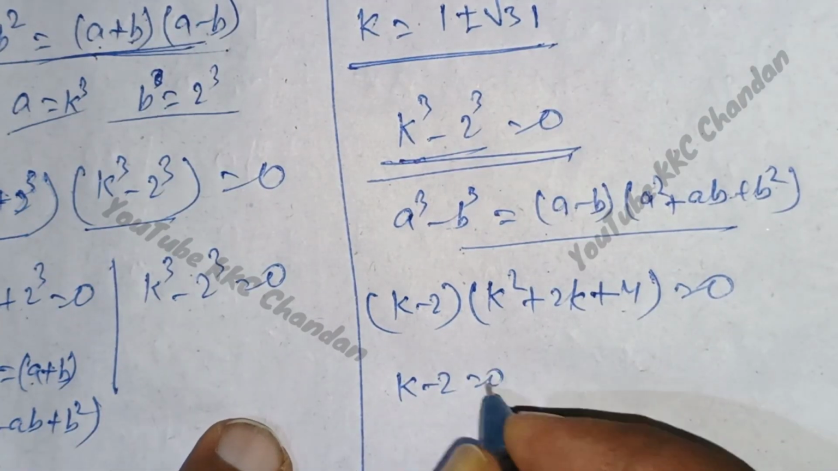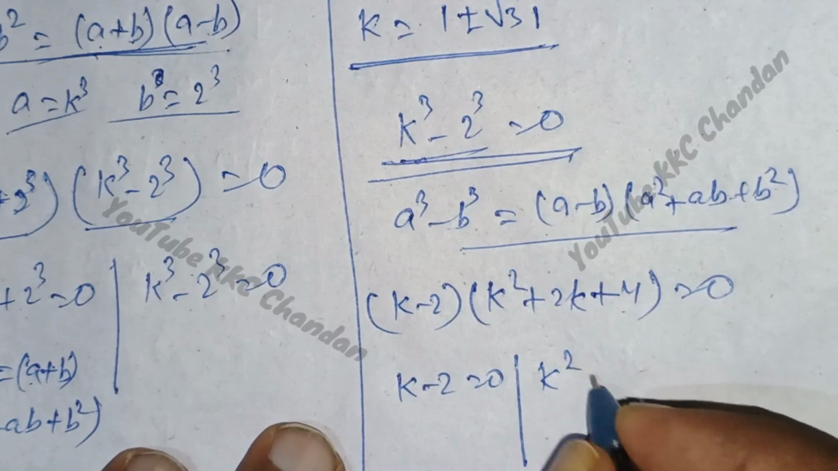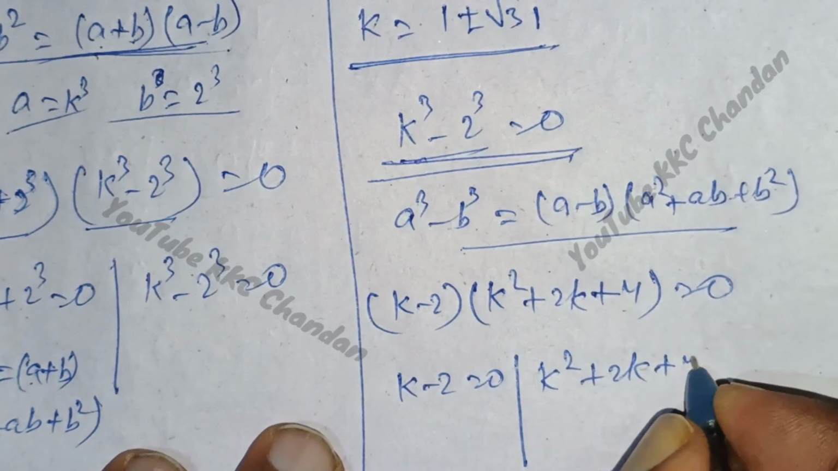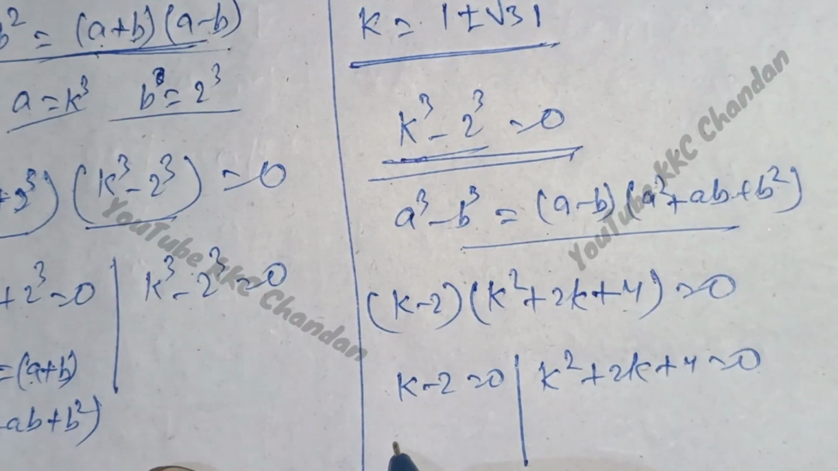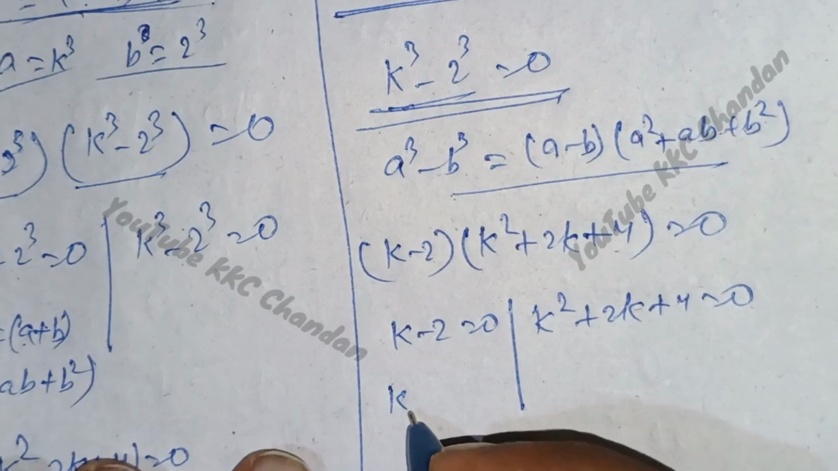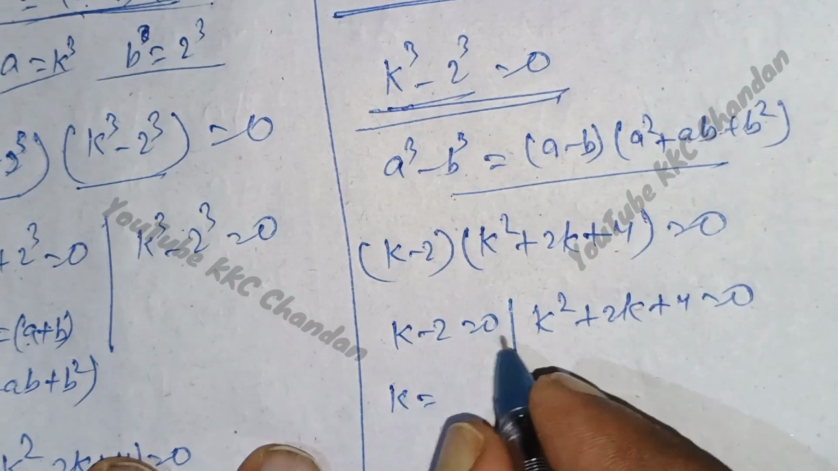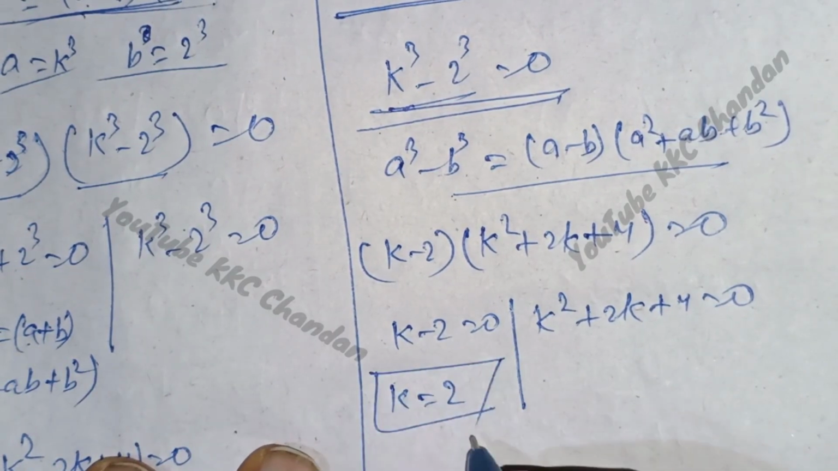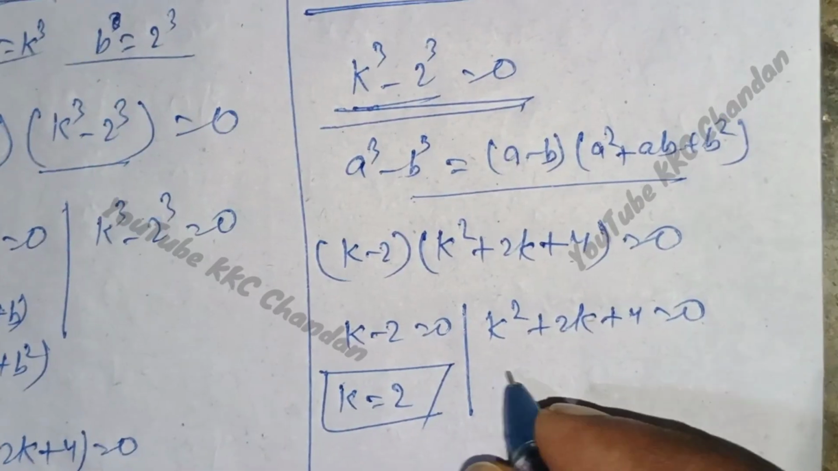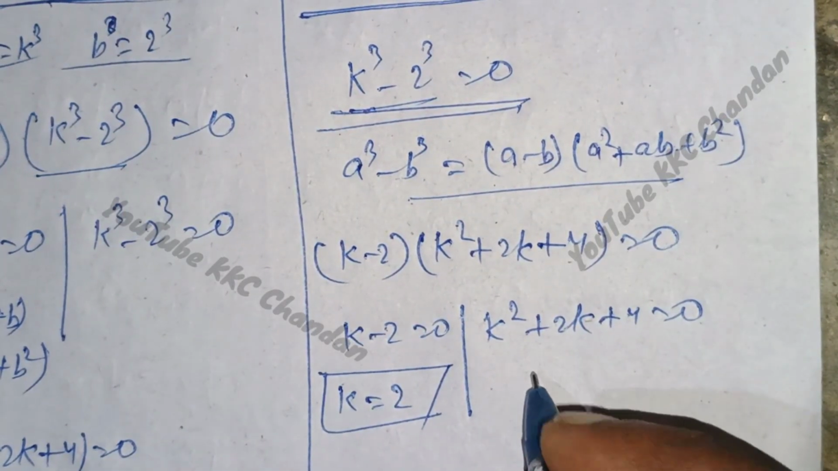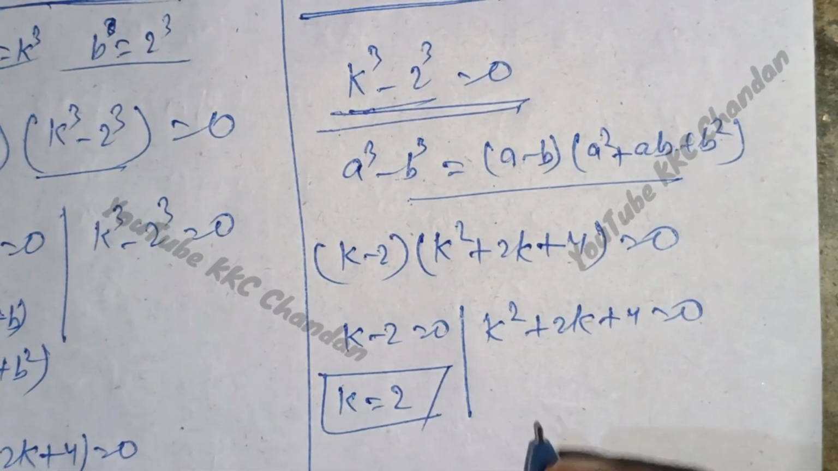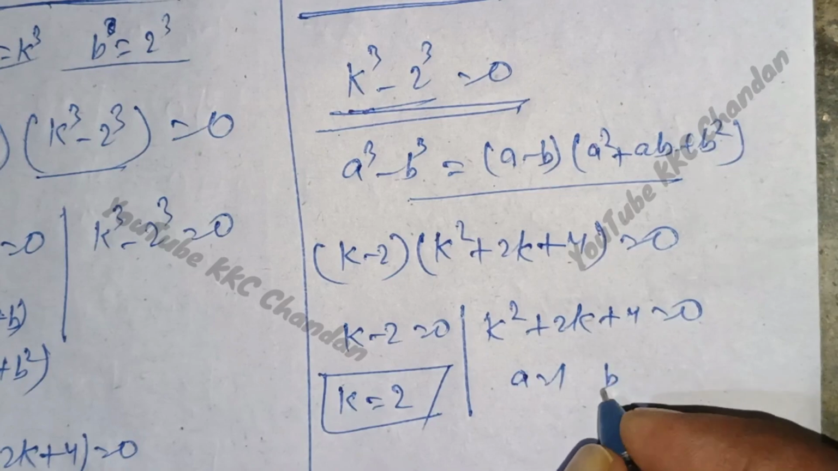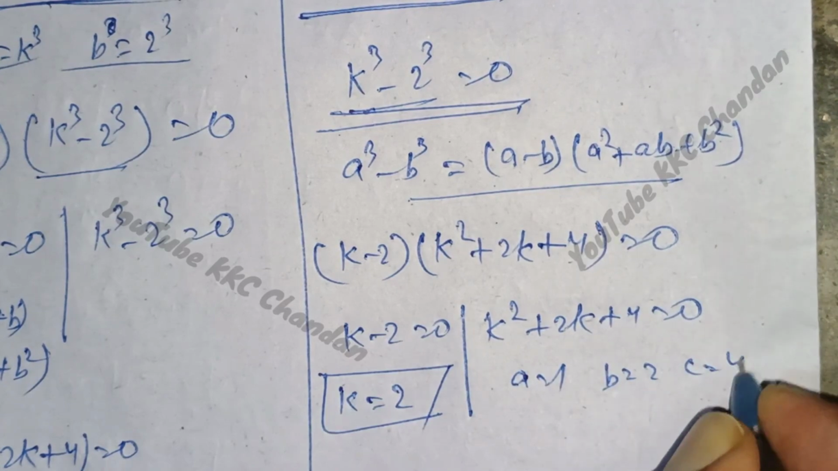k minus 2 is equal to 0, the first equation. The second equation is k square plus 2k plus 4 is equal to 0. Here the k third value is equal to 2, as minus comes to this side positive. Next step, this is in the quadratic form, so a is equal to 1, b is equal to 2, c is equal to 4.